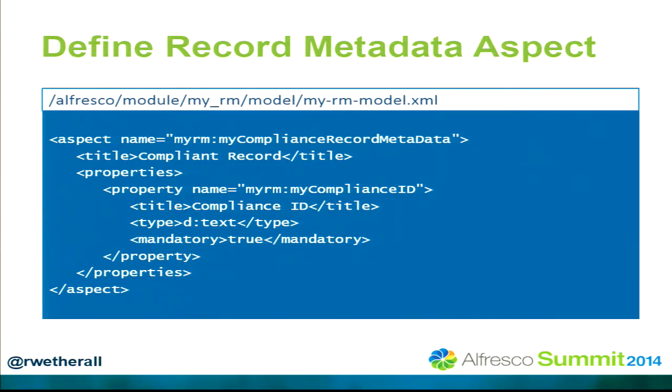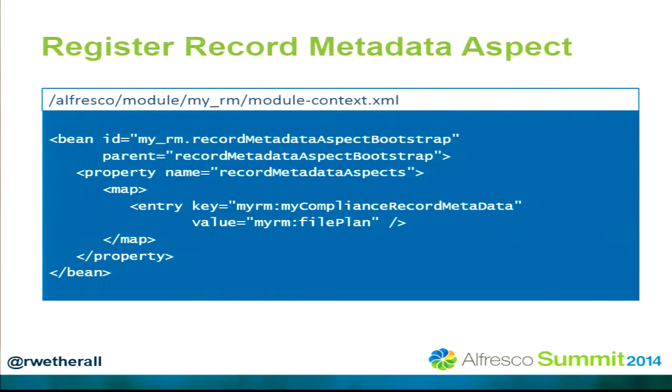Okay, and you can do this very simply. I don't know if anybody can spot anything that's RM related there, but frankly there isn't. This is a standard aspect in my RM namespace, and we've got one property which is type text, and it's mandatory. Completely standard. We don't need to include any of the RM model at this point. It's just an additional property. And the way that we make it, if you like, RMy, is that we can register it specifically as a record metadata aspect, and we register it against a specific file plan type or types.